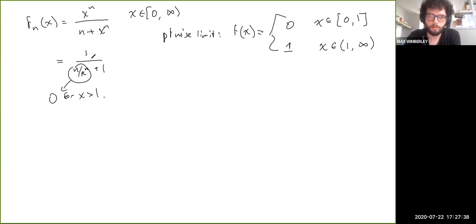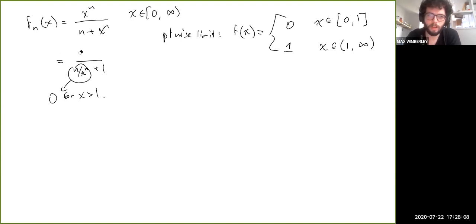Wait, hold on. Oh yeah, okay. Huh, weird. Yeah, anyway, sorry. Never mind. But this is all right. So this is the pointwise limit. Any questions about that?